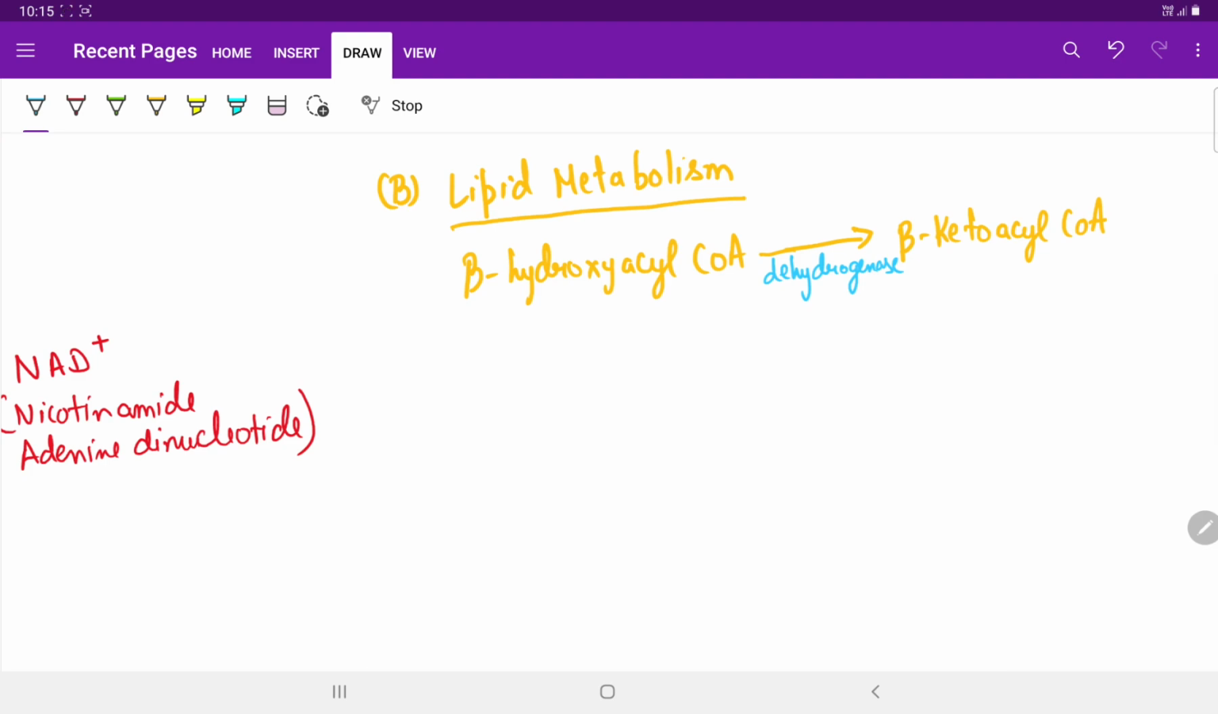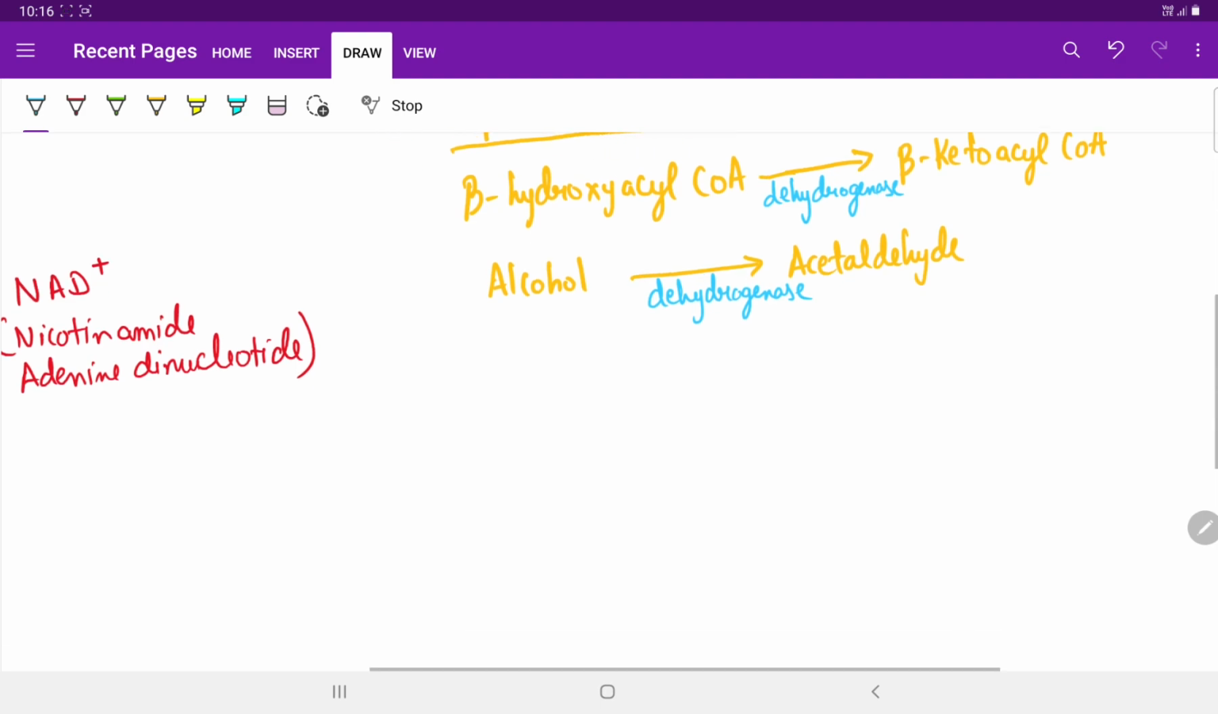Similarly, another reaction of conversion of alcohol into acetaldehyde. Now this is a common reaction in which an alcohol is converted into acetaldehyde, and this is occurring in presence of alcohol dehydrogenase enzyme again. So these are the lipid metabolism, and similarly we are having the reactions of protein metabolisms also.